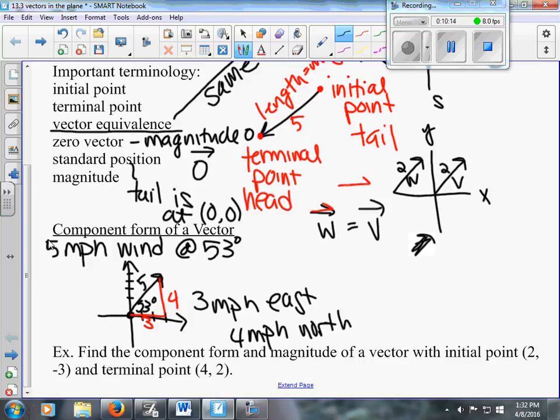The component form has an x component and a y component. Looks just like a coordinate point, except we use pointy brackets. That is actually what we call them, pointy brackets. And so here I have an example.